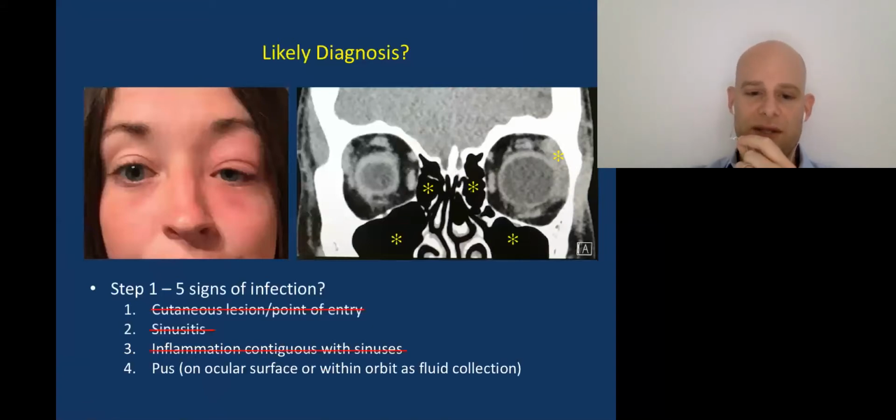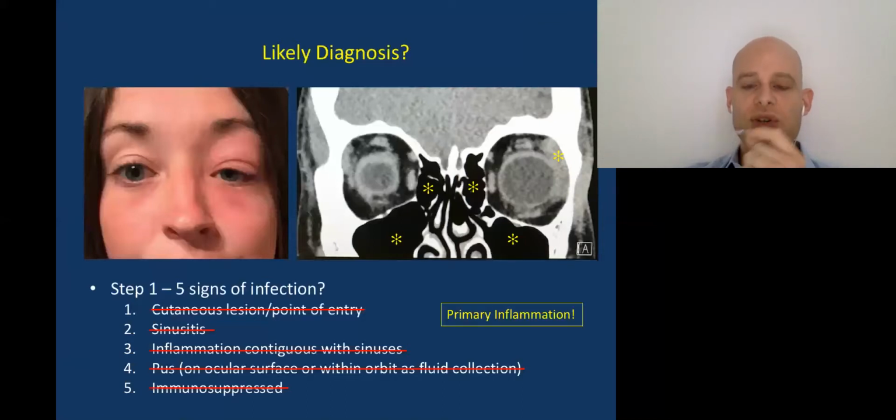Is there any pus? She had absolutely no pus on the ocular surface. She had absolutely no fluid collection on her scan. And was she immunosuppressed? Definitely not. She was not HIV positive. She was not an IV drug user. She was not immunosuppressed. So this is almost surely primary inflammation or autoimmune inflammation.